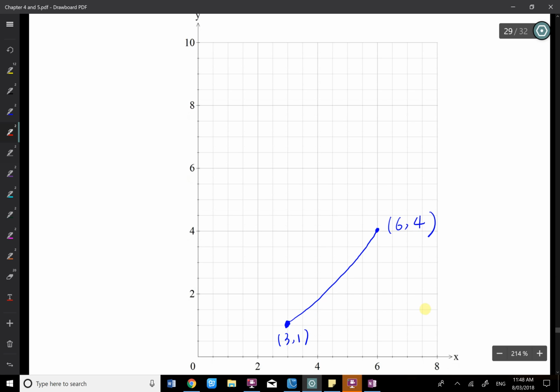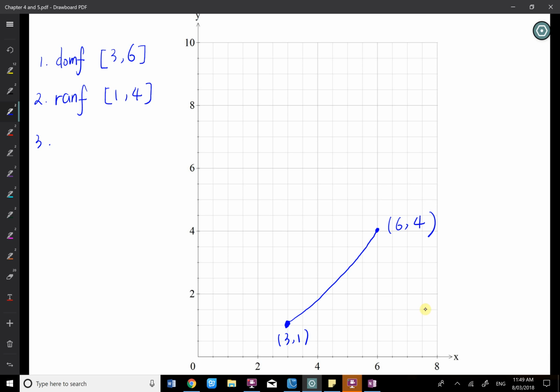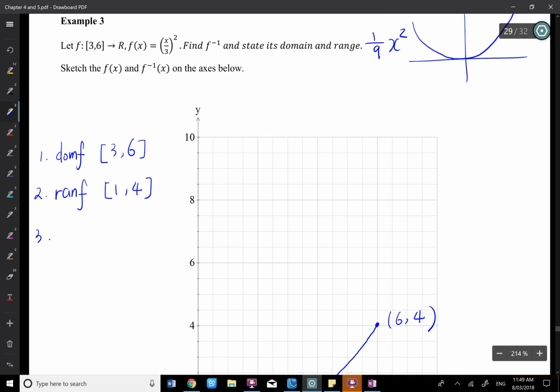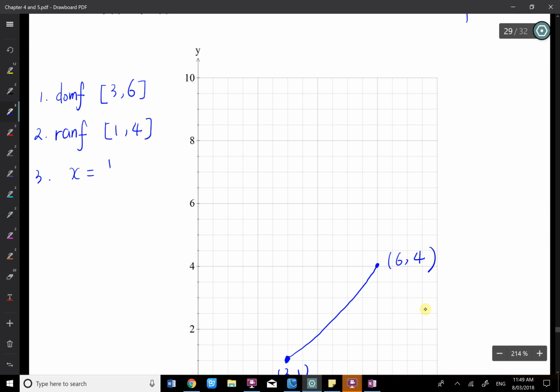Okay, let's do this. Step number 1 is the domain. What's the domain of f? 3 to 6. What's the range of f? 1 to 4. Now I want to be careful, this question is very important. Number 3 will be swap x and y. So we have x equals 1 on 9 y squared.